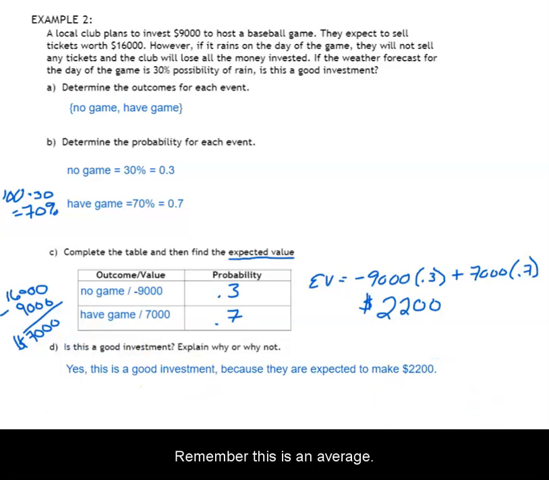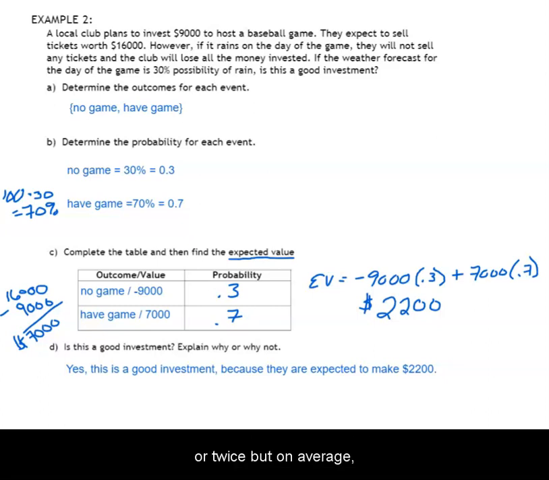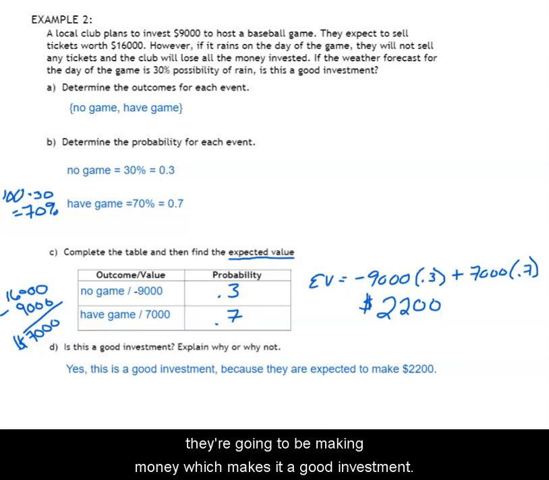Okay? Remember, this is an average, so this may not be what happens this specific time, but on average, if they had this event over and over again, they're still going to be making money. They may lose money once or twice, but on average, they're going to be making money, which makes it a good investment.